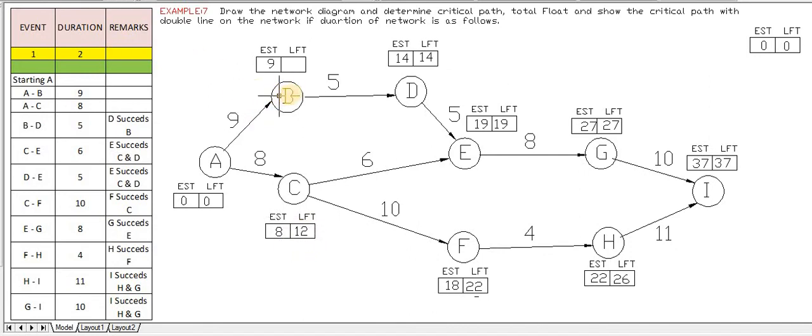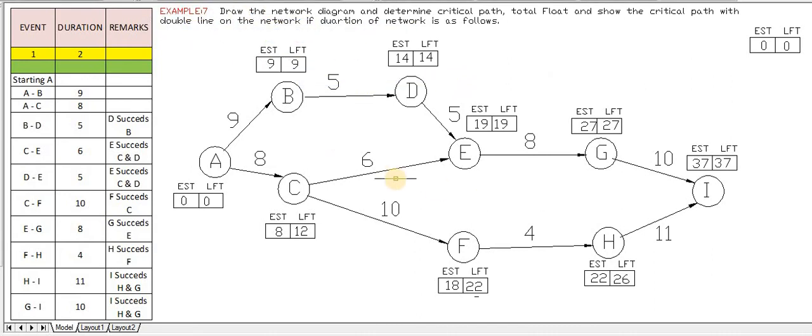What is the next value? The next value is 14. B has only one tail end, that is from D to B. Therefore 14 minus 5 is 9. We copy this and paste it here as 9.